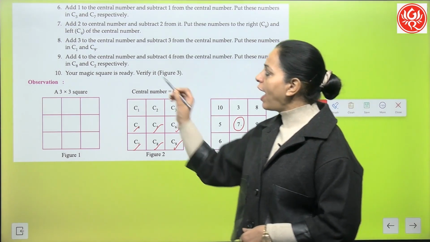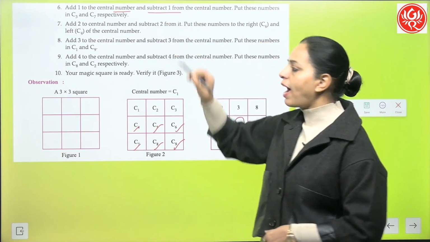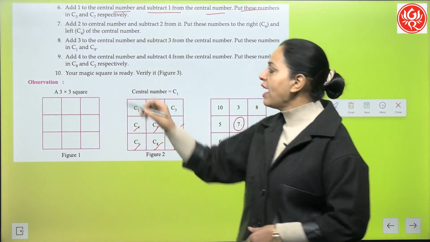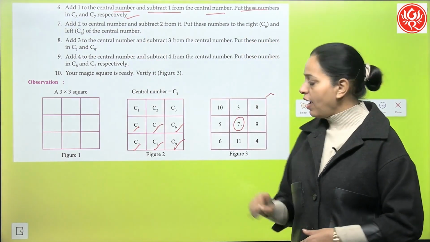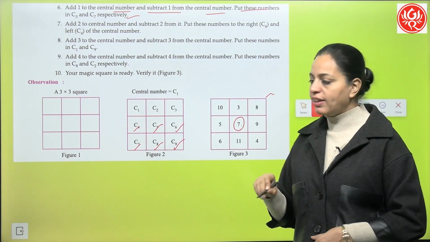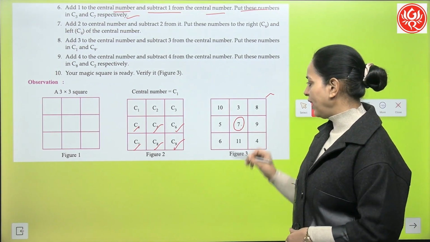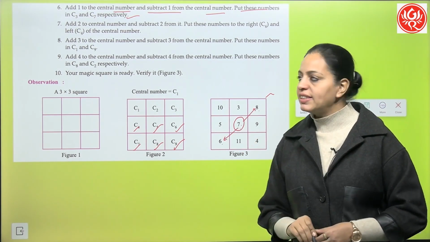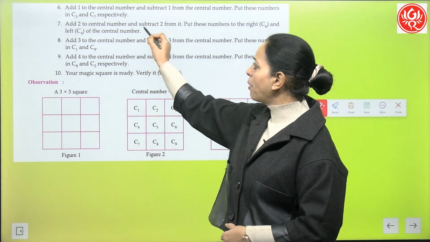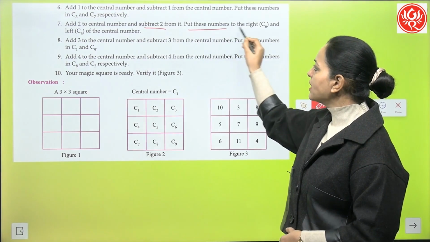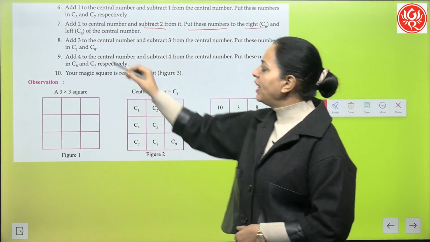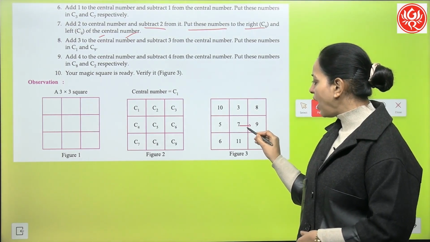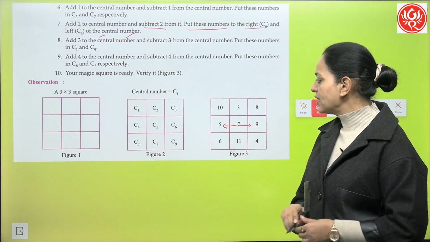Now next step, add 1 to the central number and subtract 1 from the central number. Put these numbers in C3 and C7 respectively. Now what will we do? We will add 1 to 7 and subtract 1. So 7 plus 1, 8, 7 minus 1, that is 6. Now add 2 to the central number and subtract 2 from it. Put these numbers to the right C6 and left C4 of the central number. Now 7 plus 2, that is 9. 7 minus 2, that is 5.